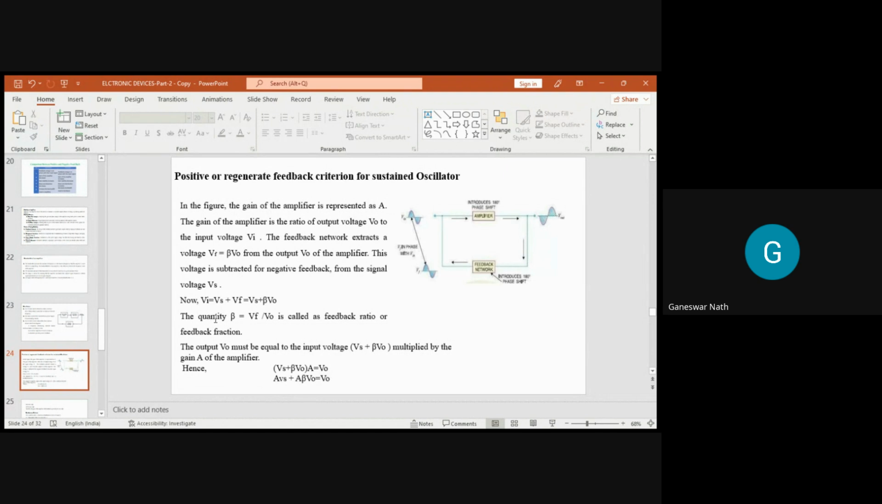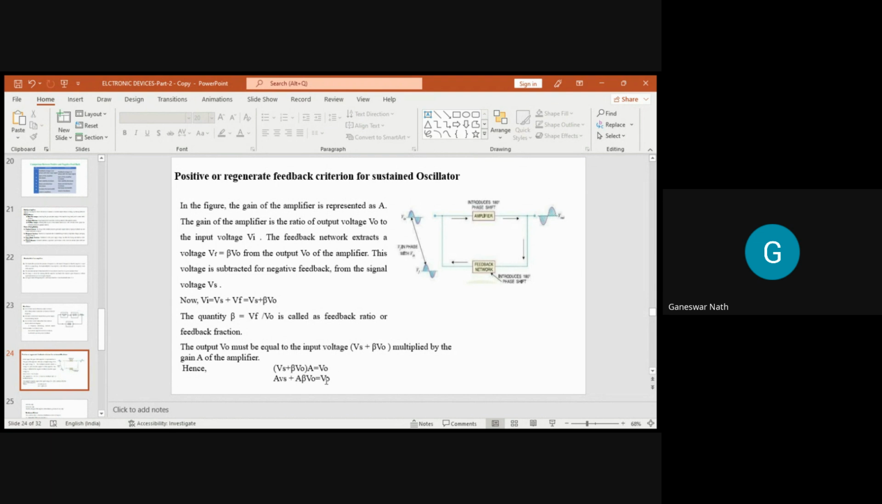for negative feedback from the signal voltage Vs. That means the total input voltage I can write as Vs plus Vf, so the signal voltage plus beta V0. The quantity beta is called the feedback ratio or feedback fraction. The output voltage V0 must be equal to the input voltage Vs plus beta V0 multiplied by the gain A of the amplifier.